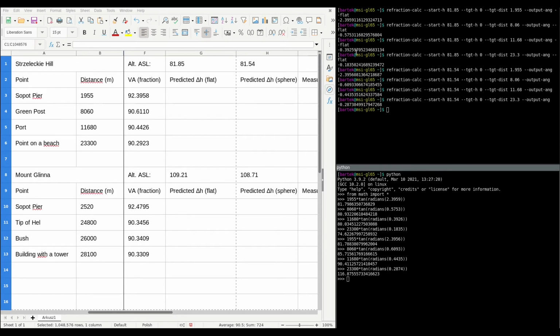So for the flat model I took this altitude and I ran 4 commands for different distances and I got these angles. And then for globe Earth I took this altitude, these distances again, and got these angles. These are the predicted angles from the models and with standard refraction. Then I took these angles and I converted them to delta H in Python, so here are the numbers. And now I'll take the numbers, fill in the columns here, and then using exactly the same procedure, I'll fill in the predictions for the other viewpoint.